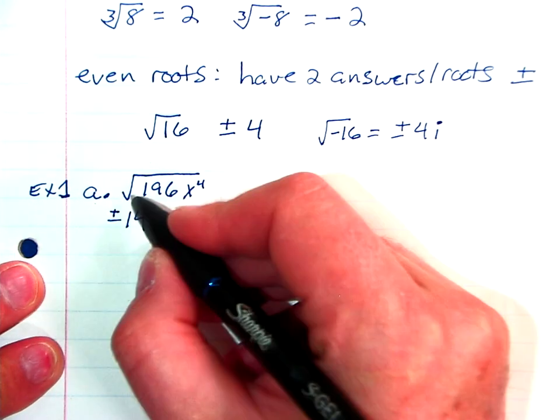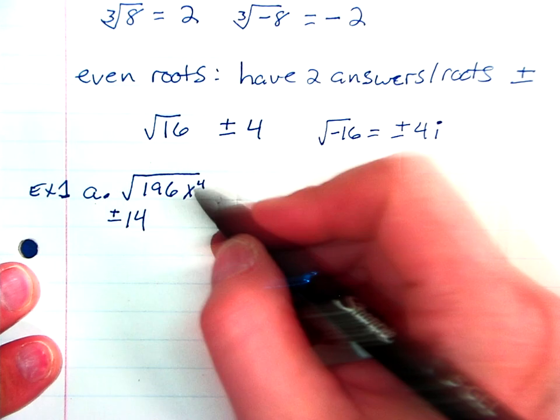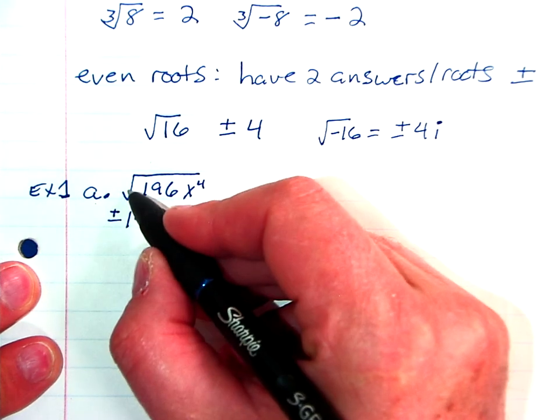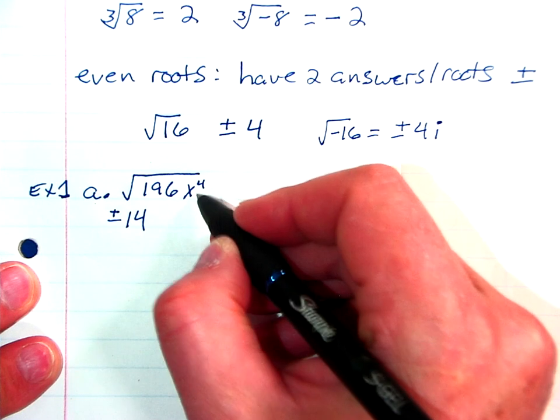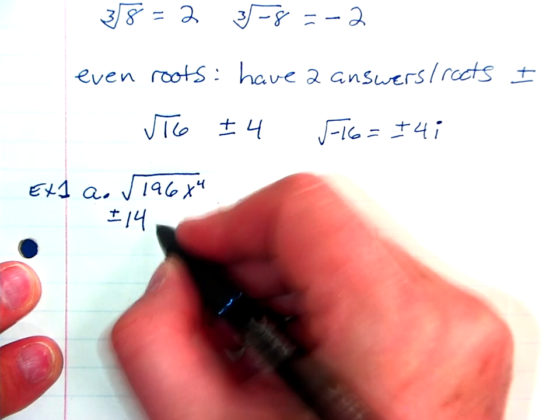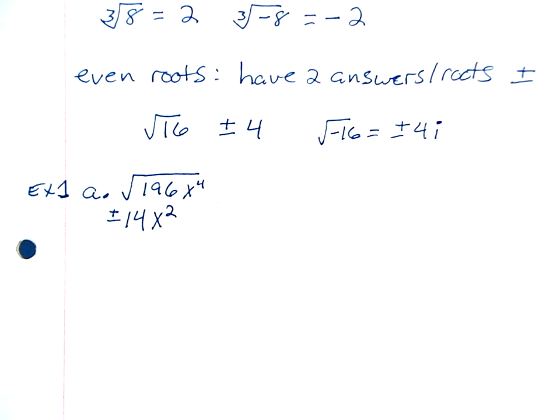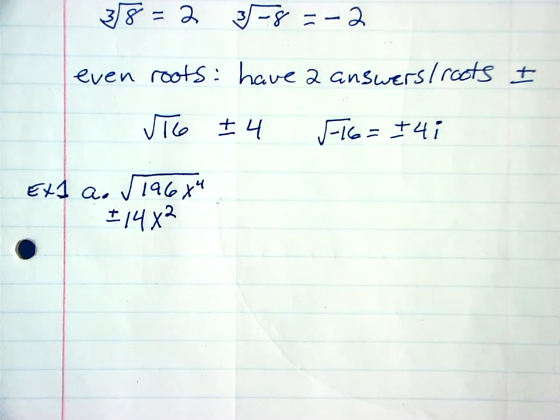And now this is a little bit different when you deal with exponents. My index is 2, correct? So I'm just going to divide this exponent by 2. What is 4 divided by 2? That's your final answer: plus or minus 14x squared.